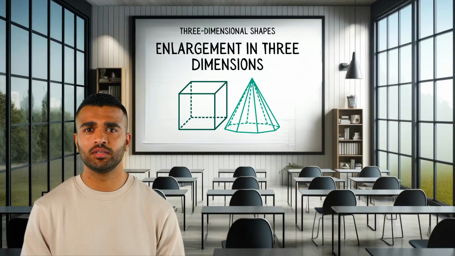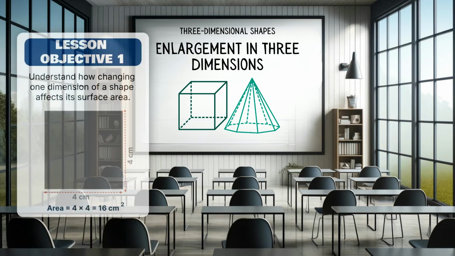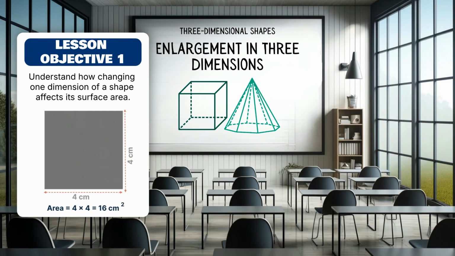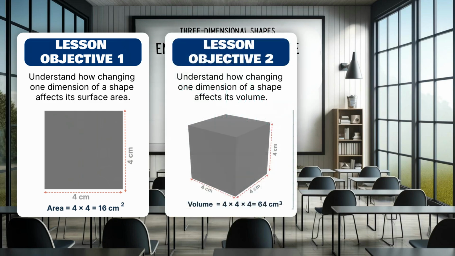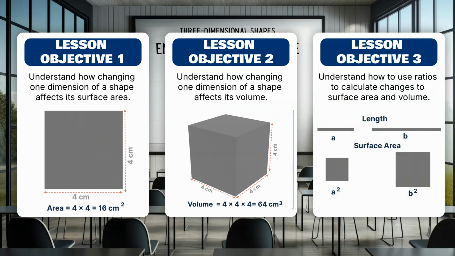In this lesson, we will build on our prior knowledge of the volumes of 3D shapes and the enlargements of 2D shapes. Here's what we'll cover. We will start by understanding how changing one dimension of a shape affects its surface area. We will then examine how this dimensional change impacts the volume of the shape. Finally, we'll learn how to use ratios to calculate these changes efficiently.